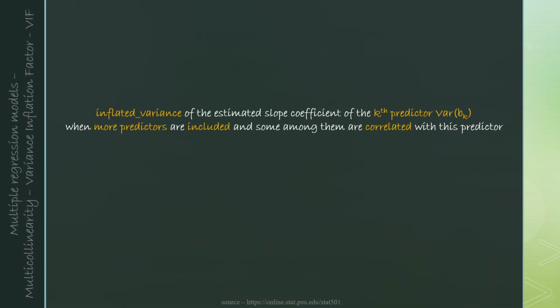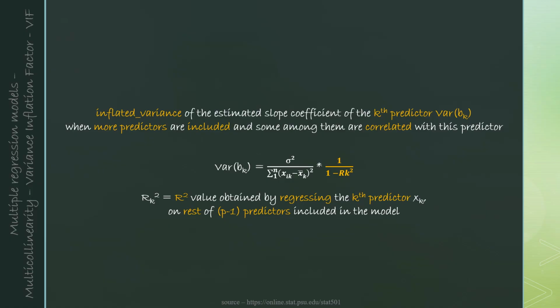Inflated variance of the estimated slope coefficient of the kth predictor, denoted by Var(bk), when more predictors are included and some among them are correlated with this predictor, is given by Var(bk) equals sigma square divided by the sum from 1 to n of (xik minus xk bar) the whole square, multiplied by 1 divided by 1 minus rk square, where rk square is the r square value obtained by regressing the kth predictor xk on the rest of the p minus 1 predictors included in the model.